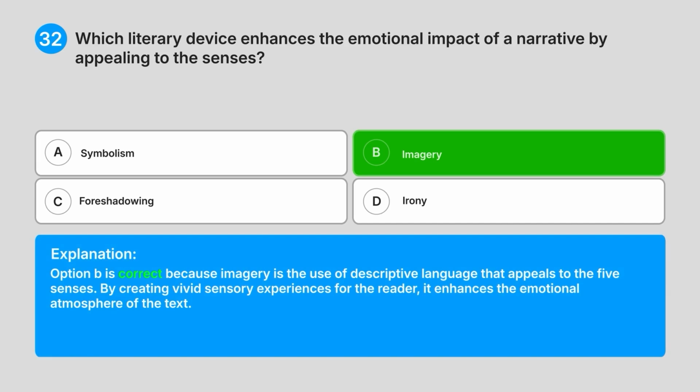Explanation: Option B is correct because imagery is the use of descriptive language that appeals to the five senses. By creating vivid sensory experiences for the reader, it enhances the emotional atmosphere of the text.